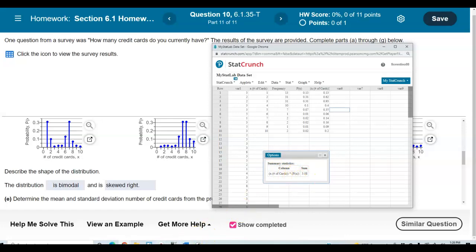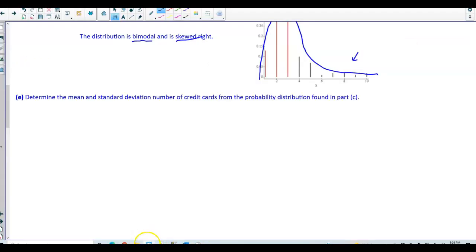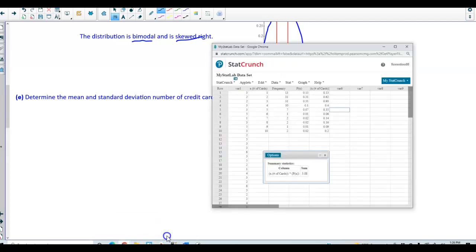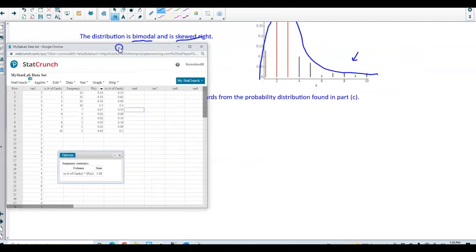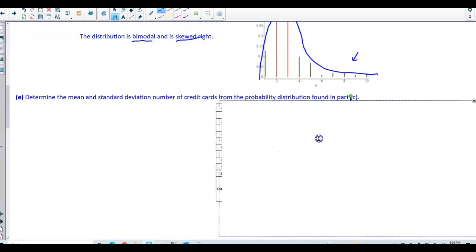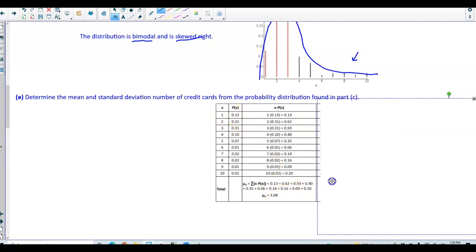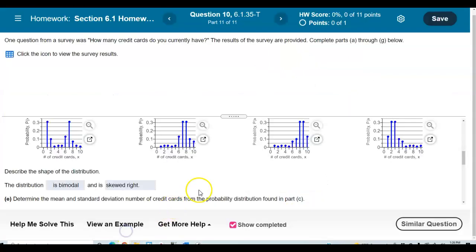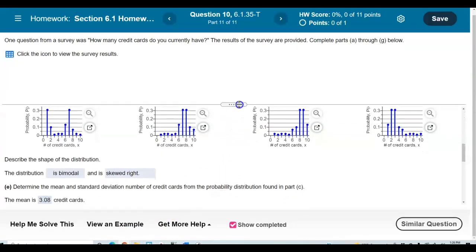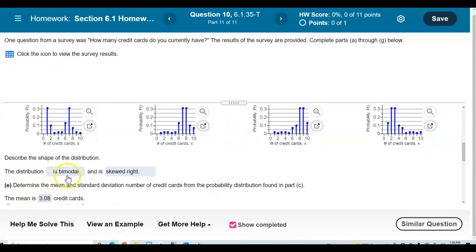Okay, now I'm going to show you what we've done here in our question. Okay, so again, taking a look at our data that we have here, what we've done is we have our probability. We took our x, we multiplied it by the probability, and then if you look here, we end up getting the mean, which is 3.08. So let's take a look at that result there. So our mean is the same as the one we got earlier. So the mean is 3.08.